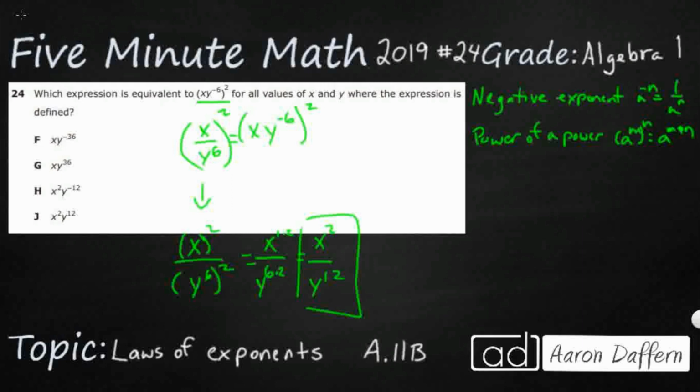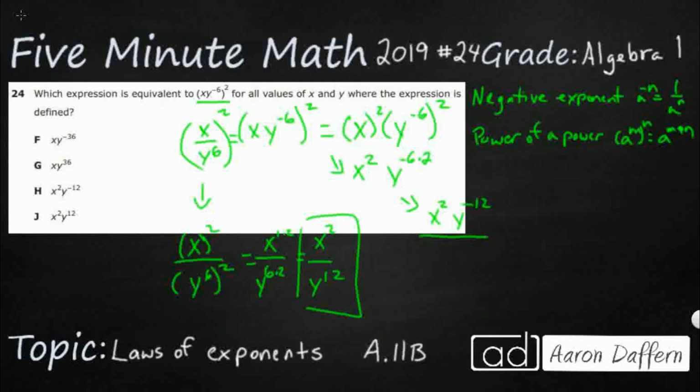But let's see what happens if we do this. Let's use this one. I'm going to do the same thing. I'm going to just break this up into the x and the y to the negative 6, and I'm going to square both of them like this. It's going to end up being the same. That's going to be x squared. But now I need to do this y to the negative 6 times 2. The power of a power says you multiply them. So my x squared is still my x squared, and y, negative 6 times 2 makes negative 12.